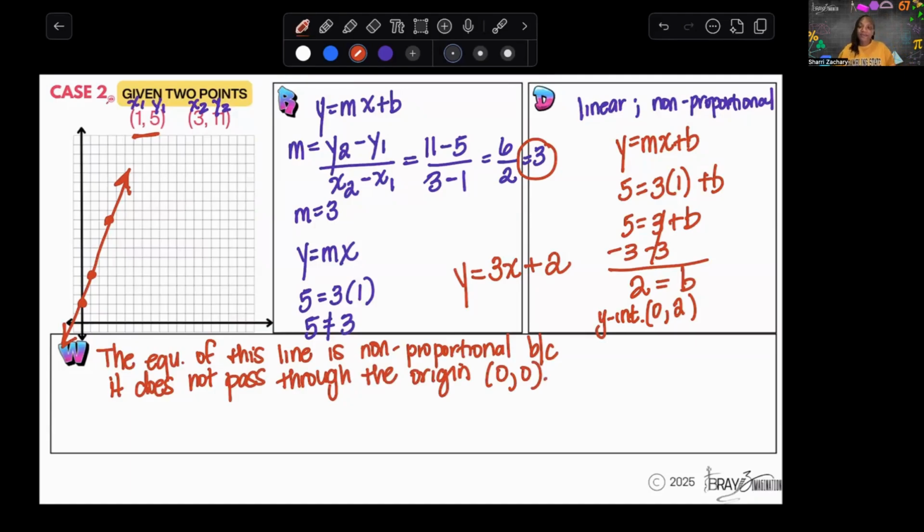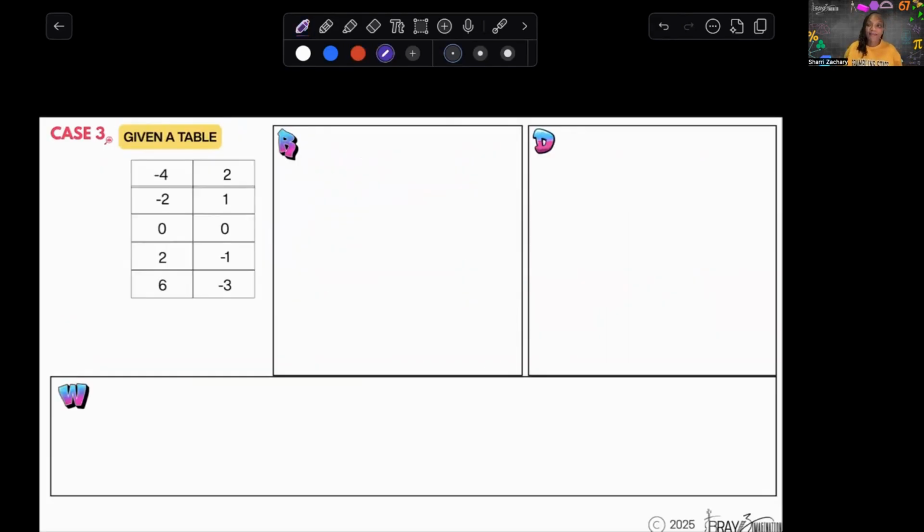So to recap this case, we have a slope of 3. The line crosses the y-axis at 0, 2. We have a linear relationship that is non-proportional. Case closed.